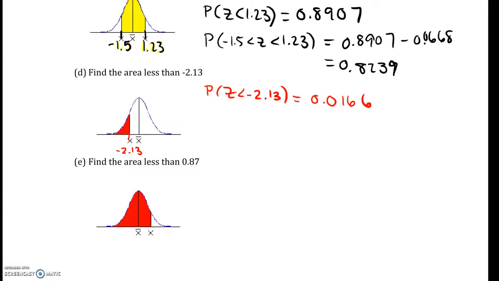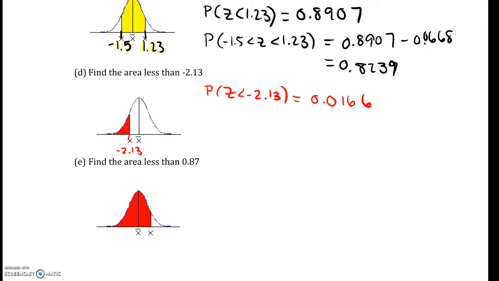The probability that Z has a value of less than negative 2.13 is 0.0166. The probability that any of my data values fall more than 2.13 standard deviations below the mean is 0.0166. That value can be interpreted all those different ways.